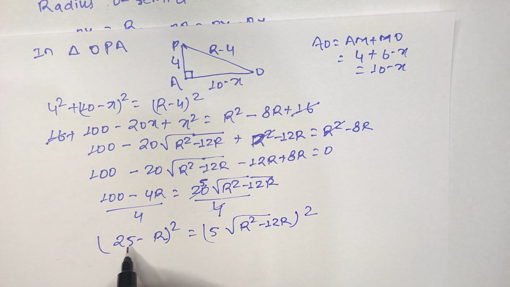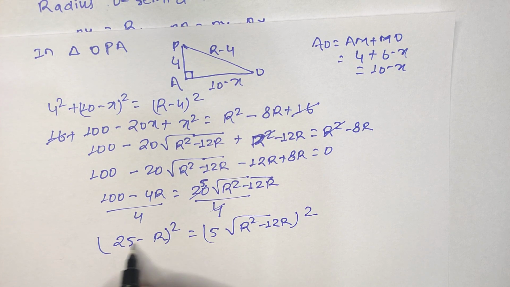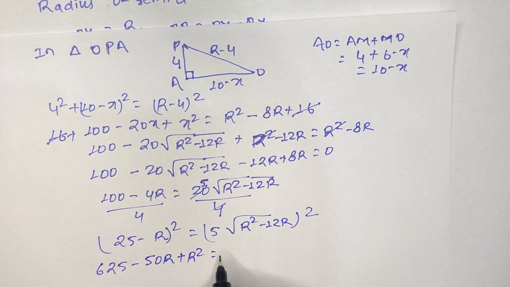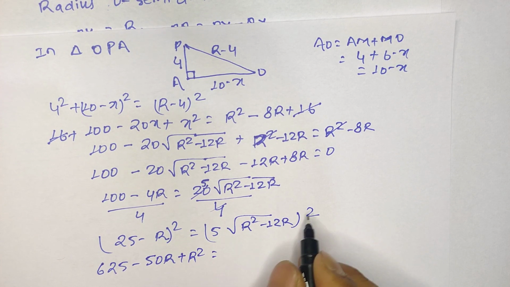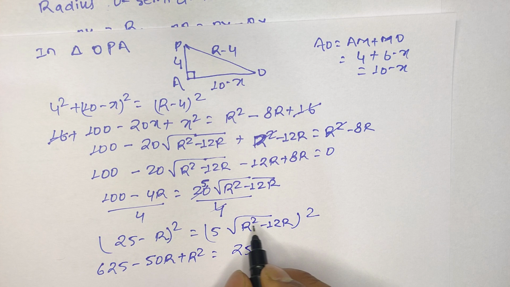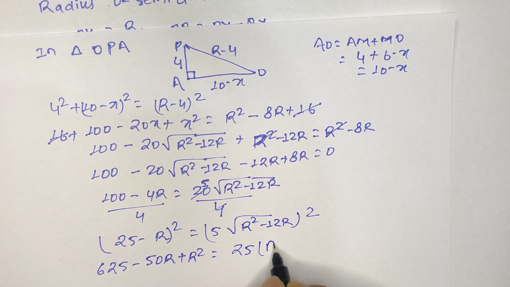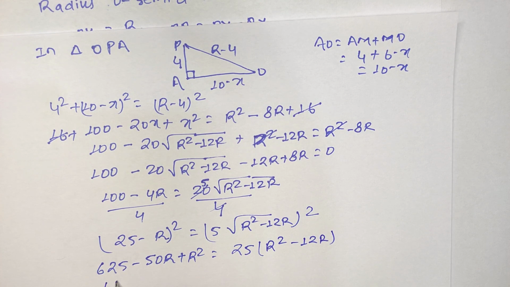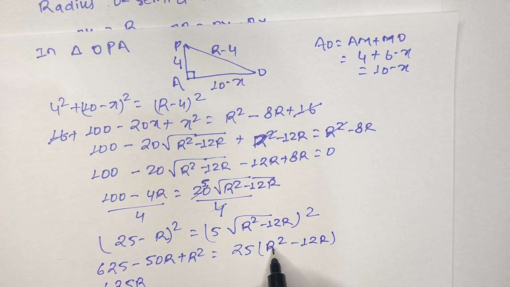So this one is in the form of a minus b whole power 2, that is a power 2, it is 625, minus 2 times 25 times r, it is 50r, plus r power 2, equals 5 power 2, it is 25 times the square root will get cancelled. So r power 2 minus 12r. So this value 625r. Here we can move this term to the right side.